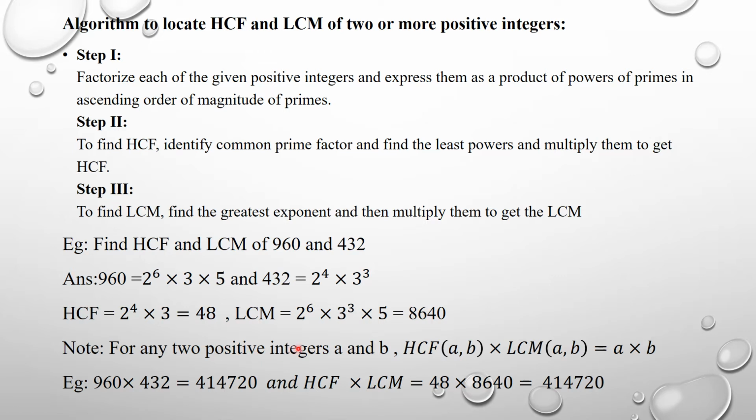We can see a relation, that is, for any two positive integers a and b, HCF of a and b multiplied with LCM of a and b is equal to the product of the numbers. Again we can see the same example. Product of the numbers 960 and 432 is 414,720. HCF into LCM of these numbers are 48 into 8640, which is equal to 414,720. Therefore, we can say HCF into LCM is equal to the product of the numbers.